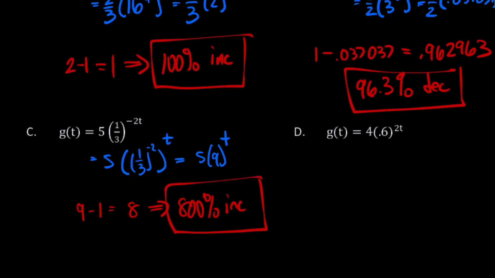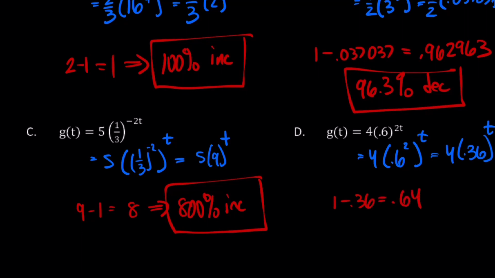And the last one, we're going to bring in the 2. So that's 4 times 0.6 squared on the inside to the t. 0.6 squared is 0.36 to the t. So that's going to be a decrease. How do you determine it? 1 minus 0.36. That's 0.64. So that will be a 64% decrease.